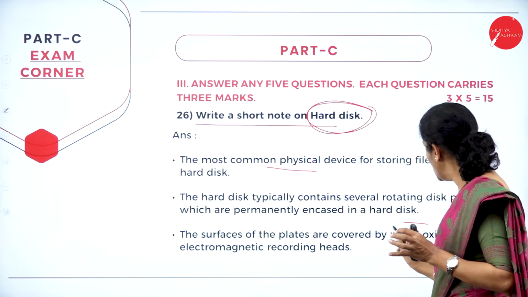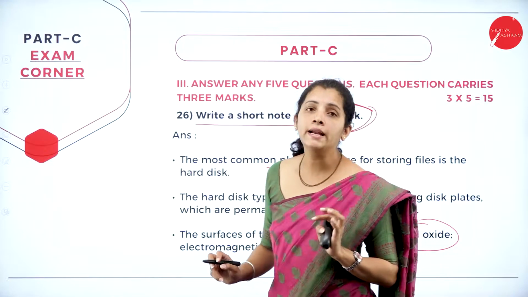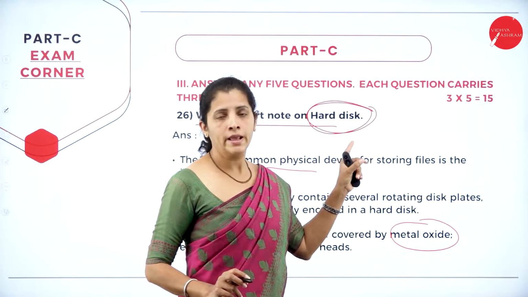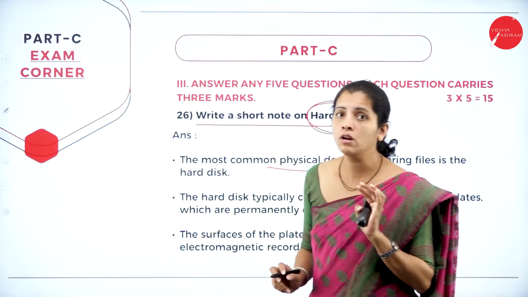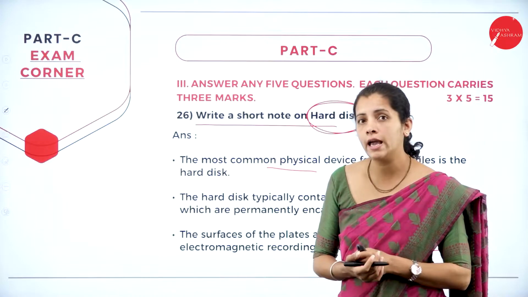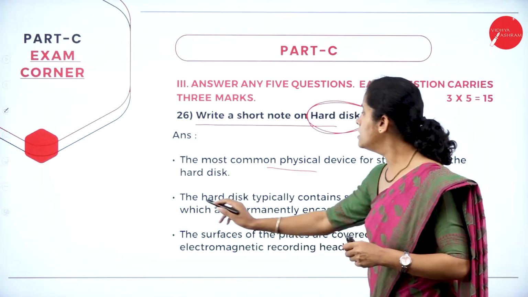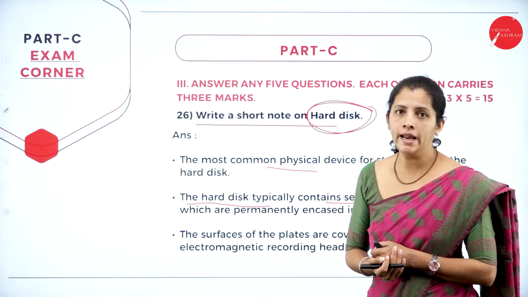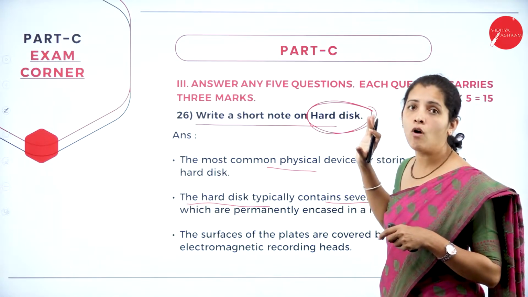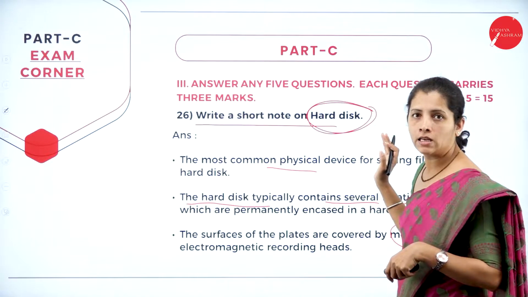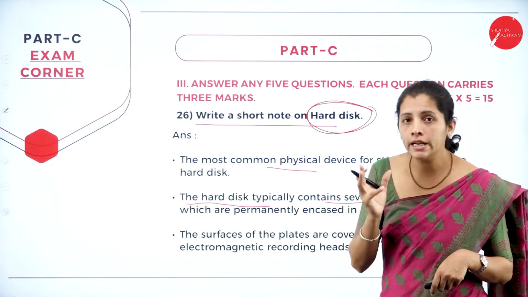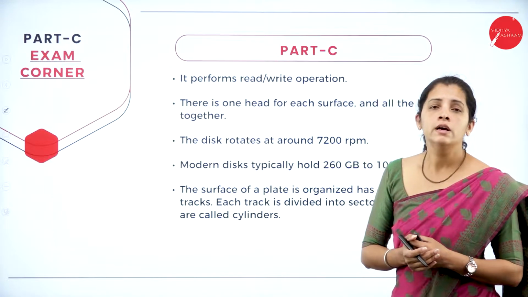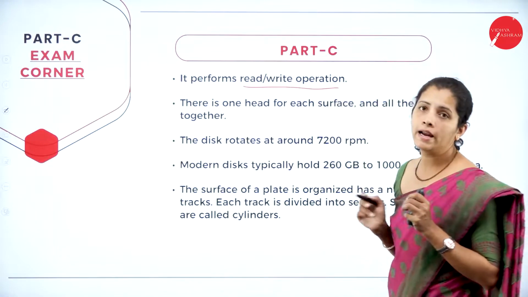Now, you can include another point that it is made up of metal oxide. See the question here, it is only for 3 marks. At least write 5 or 6 points because each point carries half marks. The hard disk typically contains several rotating disk plates. That means hard disks are made up of several disk plates and it is mainly used to store the data permanently. Now, it is capable of performing read and write operations.